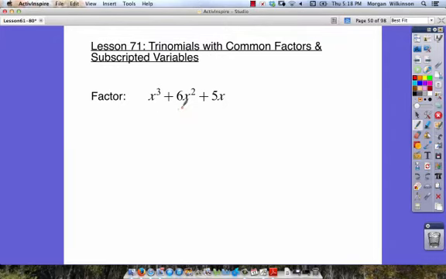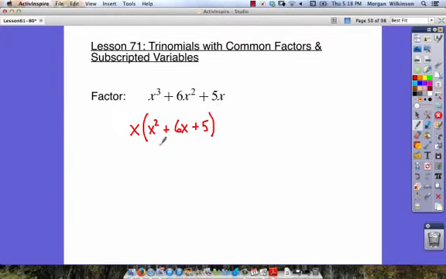And we can see that in this trinomial, each one of the terms has at least x to the first power. So we're going to factor out an x to the first power. When we do that, we factor out the x. And then we're going to say x times x squared gets us to x to the third power. X times x squared gives us x to the third. Plus 6 times x, x times 6x gives us 6x squared. That's how we get this part. Then we're going to say plus x times 5 is going to give us x times 5. Now we've got this part.